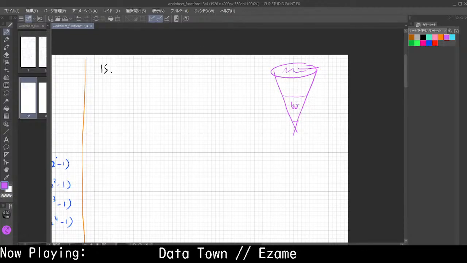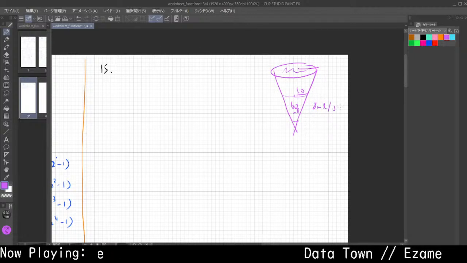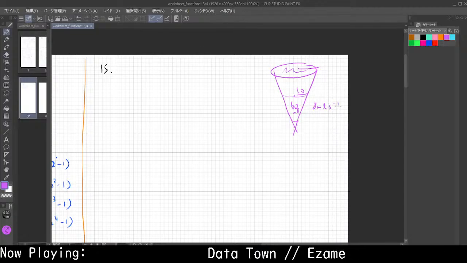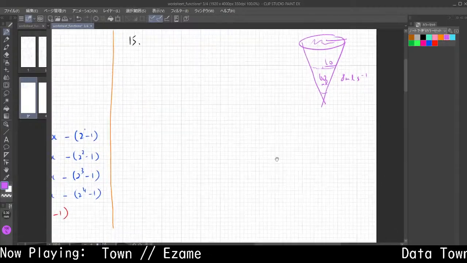So let's assume that this is 60 ml, and we have a radius of 10 cm. It experiences condensation at 8 ml per second. So 8 ml per second. If you know physics, it will be x negative 1. Okay, you will know that you can write it this way.